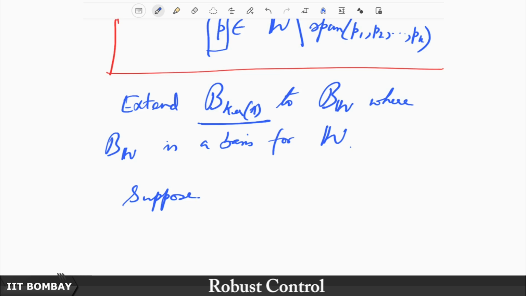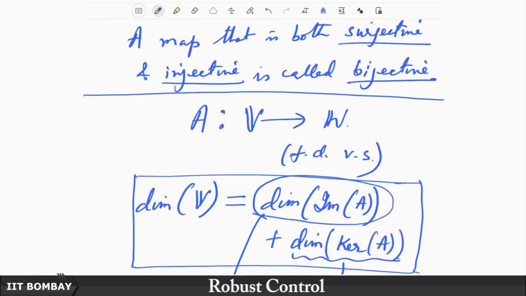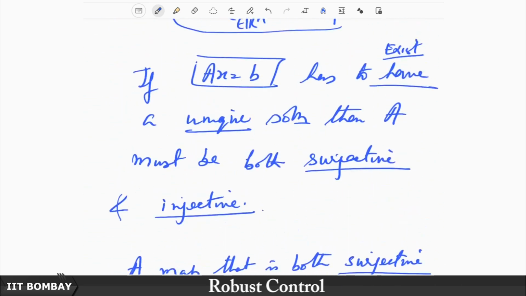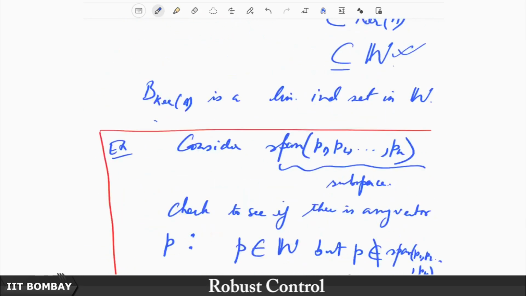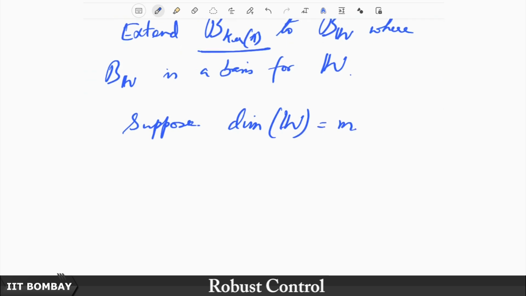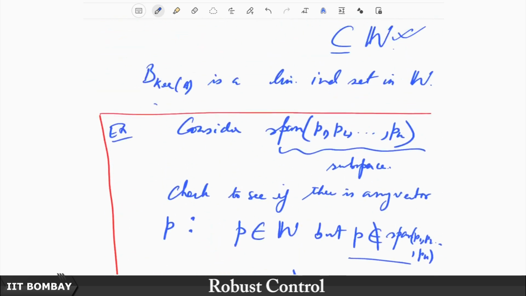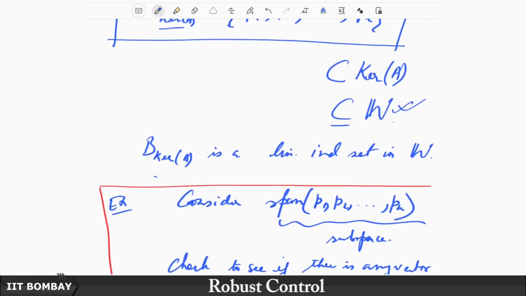Suppose, okay, I have to recall what I have chosen the sizes of those, have I said what the dimensions are? If I haven't, oh well, I can choose it to be M. Suppose dimension of W is equal to M. So, clearly then K that I had chosen earlier, this dimension of the kernel of A, is less than or equal to M because it is a subspace of W.